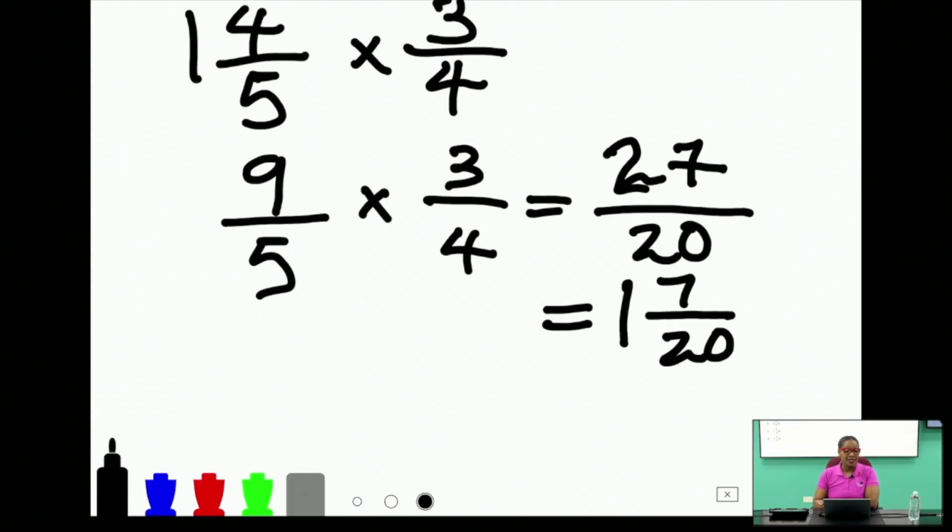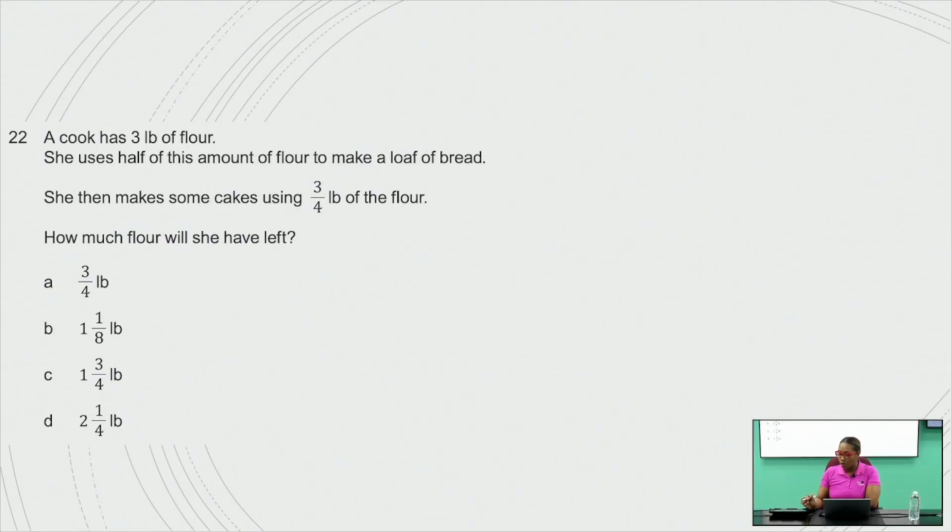All right, so we are at question 22. A cook has 3 pounds of flour.